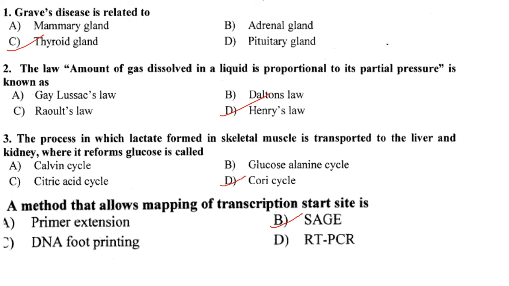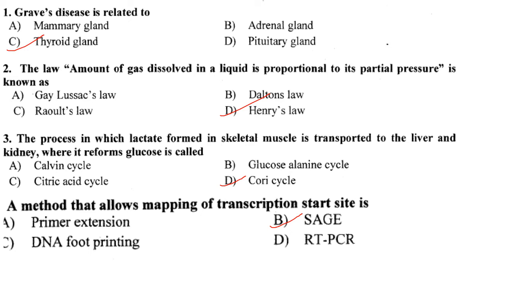Graves' disease is related to. Now Graves' disease, it is an autoimmune disorder that causes overproduction of thyroid hormones. So it is related to thyroid gland. Answer is option C. Then the amount of gas dissolved in a liquid is proportional to its partial pressure is known as Henry's law. Then next one.